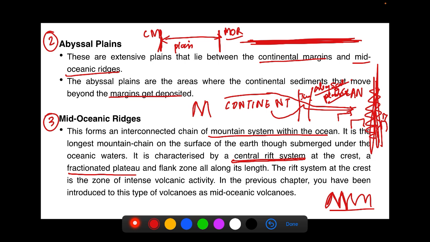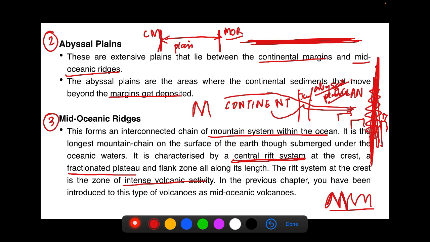So the rift system at the crest is the zone of intense volcanic activity. This is the center portion of all the mountains, and it has intense volcanic activity. Why? Because constant lava comes up through the oceanic floor, because it is thinner. We have already seen that oceanic crust is thinner in its width. In the previous chapter, you were introduced to the type of volcano called mid-oceanic volcanoes. We have already discussed the mid-oceanic volcanoes, right? This is the same as the mid-oceanic ridge.